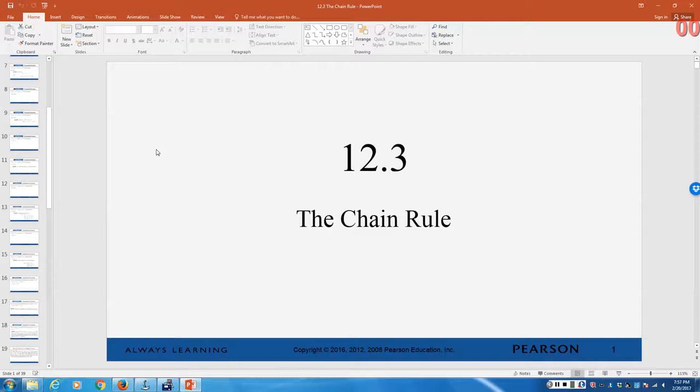When do you have a chain rule problem? And if you do have a chain rule problem, how do you tell which part to do first? So we're going to practice a little bit on that at the very beginning.